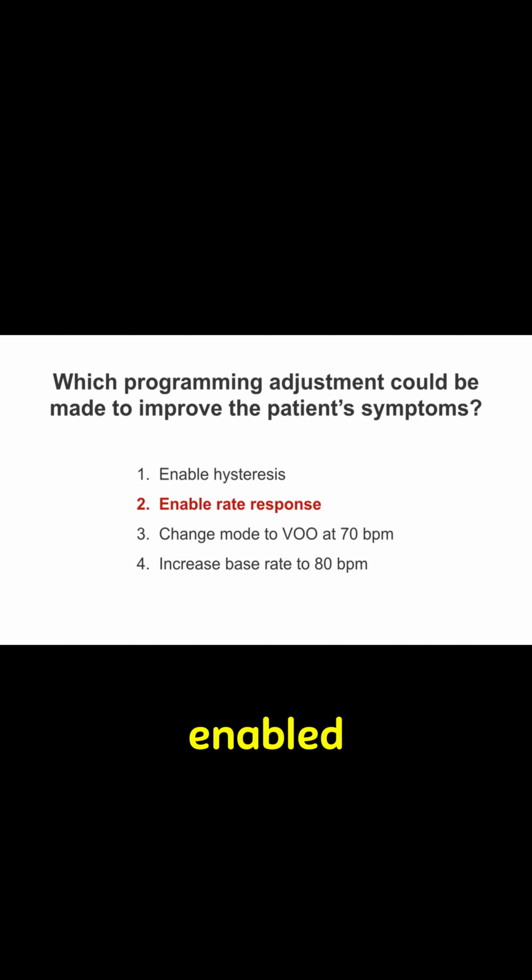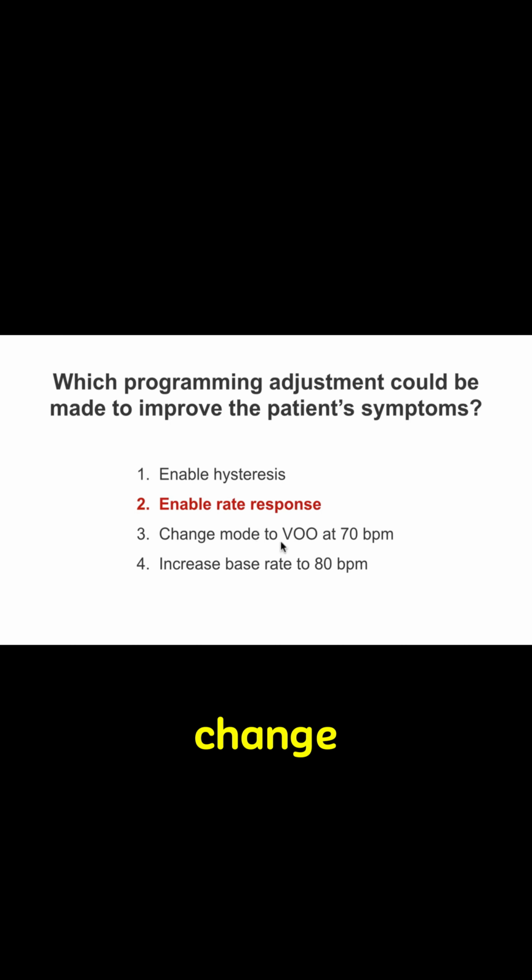Now, if we'd enabled hysteresis, this actually allows for slower heart rates. So we may have increased the amount of time the heart rate was between 40, 50, or even up to 60 beats per minute, but we wouldn't have had any heart rate over 70 beats per minute still, and we'd still have poor heart rate variability.